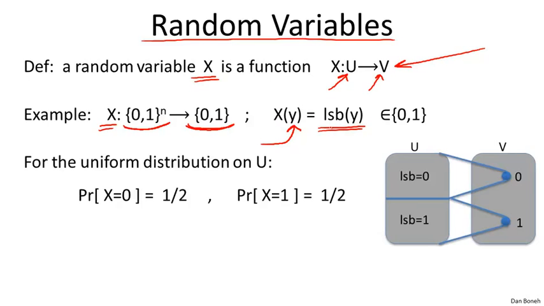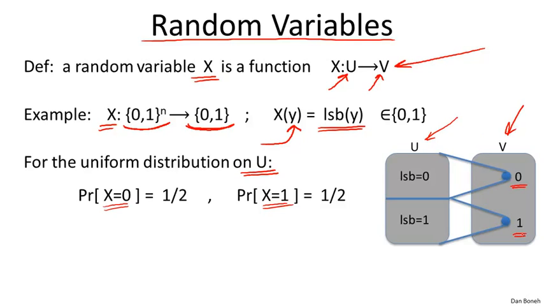Now let me ask you, suppose we look at the uniform distribution on the set {0,1}^n. What is the probability that this random variable outputs 0, and what is the probability that the random variable outputs 1? Well, you can see the answers are half and half, but let's just reason through why that's the case. Here we have a picture showing the universe and the possible output space. In this case, the variable can output either 0 or 1.